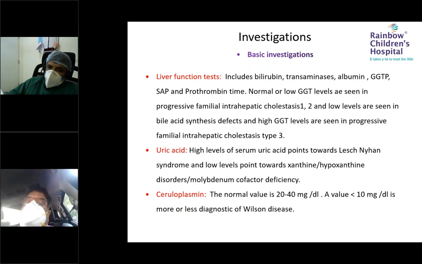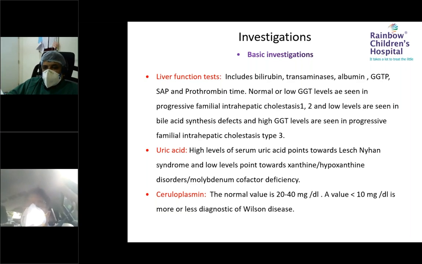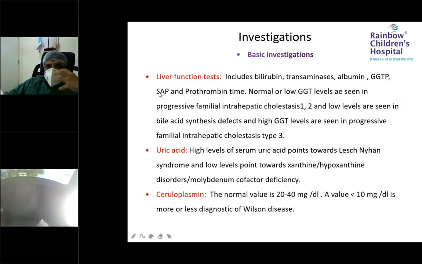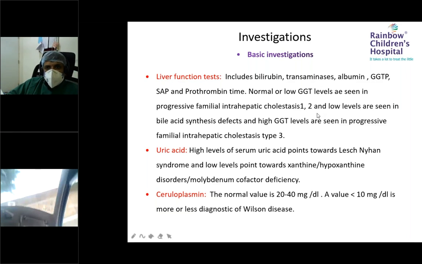The low or normal GGT includes the benign recurrent intrahepatic cholestasis syndromes, or it may be due to the progressive familial intrahepatic cholestatic disorders. The serum alkaline phosphatase again gives a clue to the cholestasis. Prolonged prothrombin time, which is predominantly the synthetic function of the liver, tells whether there is a liver injury or not. Right, and here the normal or low GGT levels are seen in progressive familial intrahepatic cholestasis type 1, type 2.